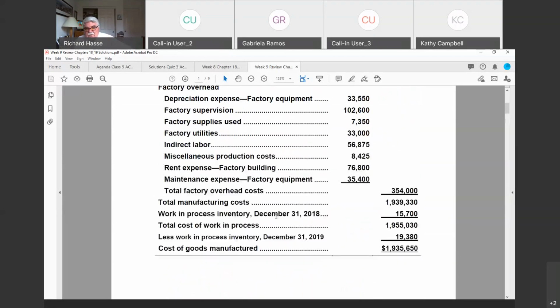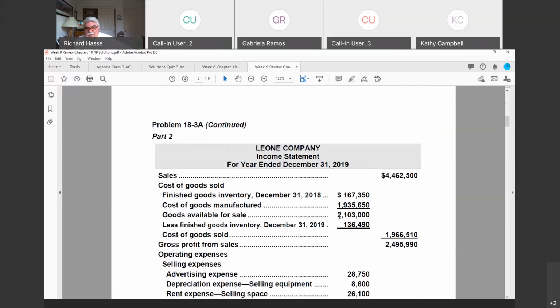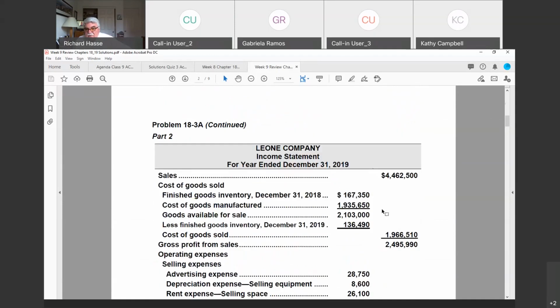And notice, here's the cost of goods manufactured, and notice how this applies to the income statement. Here's our income statement. Here's what we sold. Here's the finished goods inventory last year, what we started out the year with of goods ready to sell. And here's what we produced this year and completed. There it is right there. We take out the ending inventory in finished goods, what we haven't sold, the difference, voila, cost of goods sold.